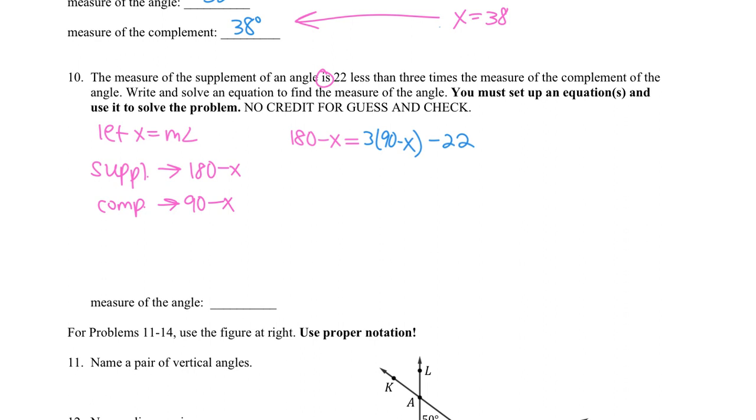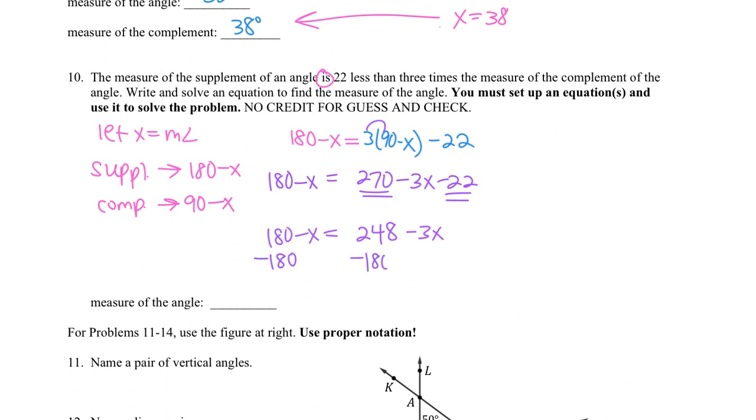All right, then you just have to solve it. It's not hard math. You just have to remember to distribute here. 270 minus 3x minus 22 equals 180 minus x. And then I'm going to combine like terms on the same side. So 270 minus 22 is 248. And it's still minus 3x because that minus applies to the 3x. And 180 minus x. And then I'm going to get like terms on the same side. So I'm going to subtract 180 from both sides. And I'm going to add 3x to both sides. To get 2x is equal to 68, divided by 2. And you get x equals 34. So the measure of the angle is 34 degrees.